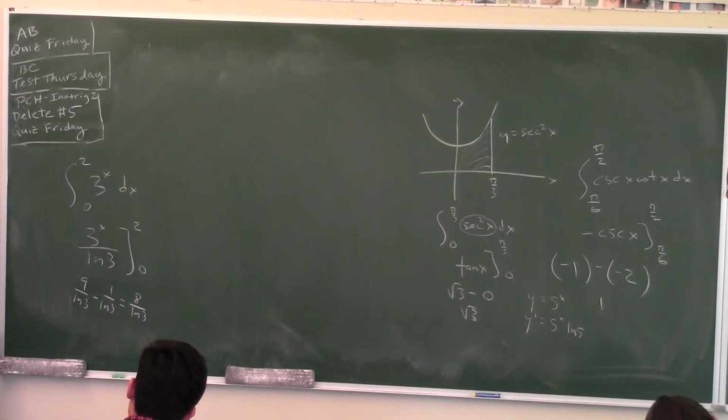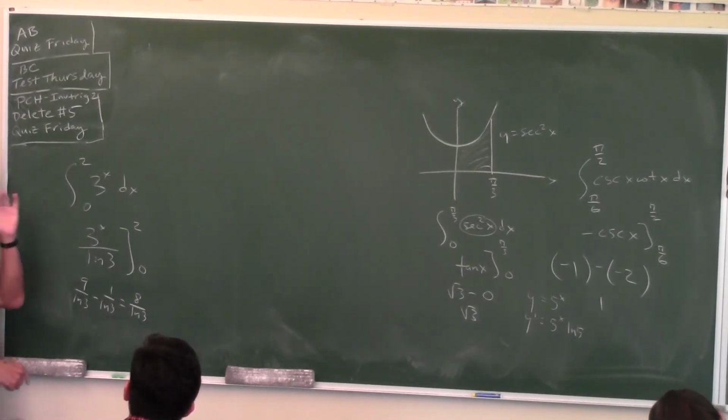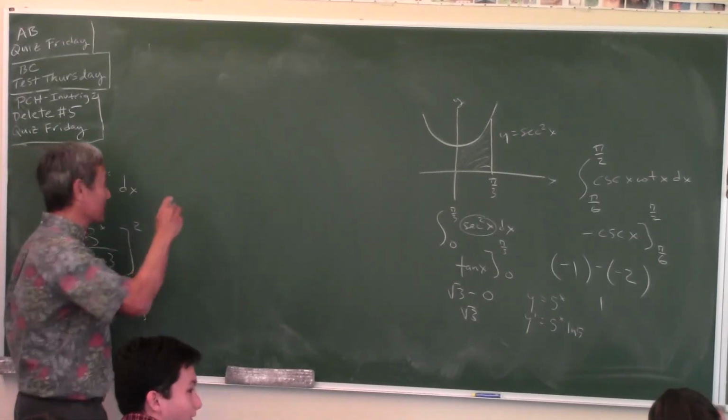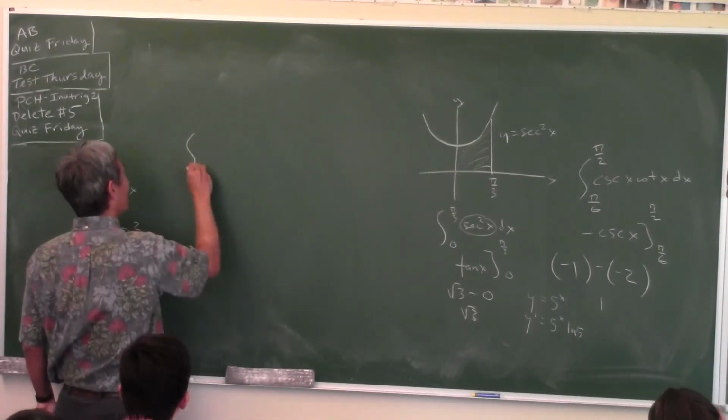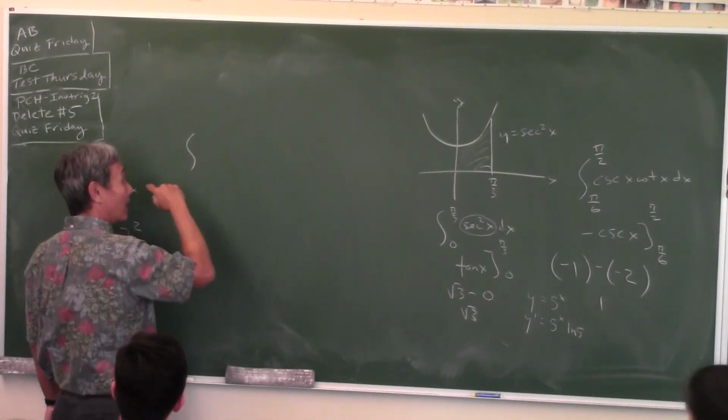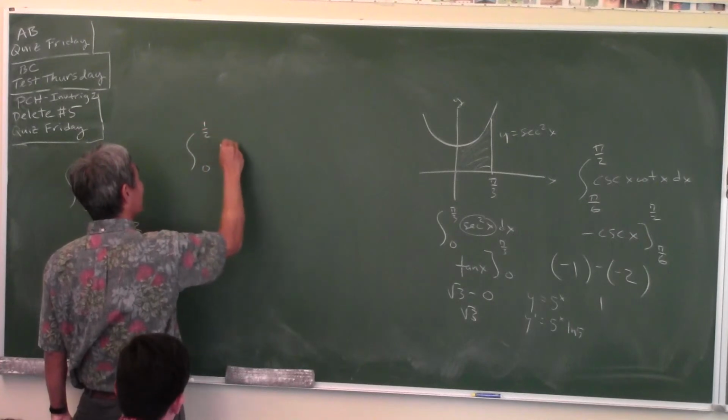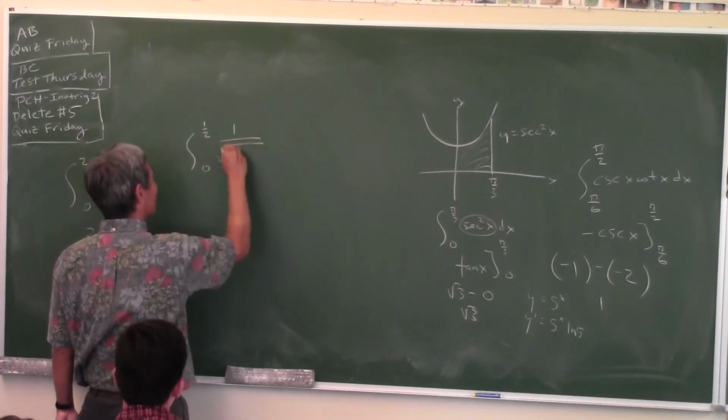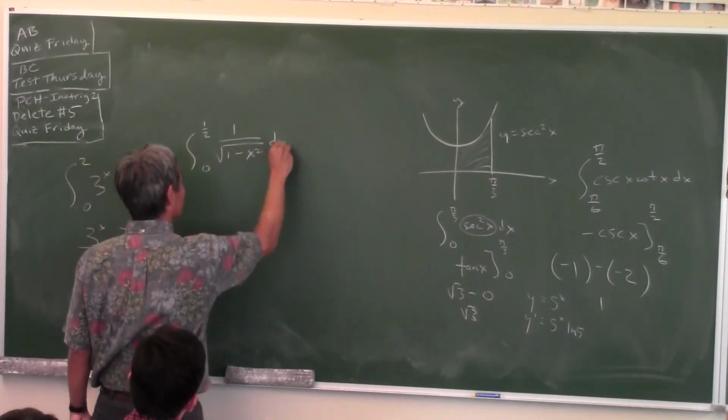Okay, are we ready for a hard one? No. Let's do one more and then I'll give you a hard one. Okay, integral from 0 to 1/2 of 1 over the square root of 1 minus x squared dx.